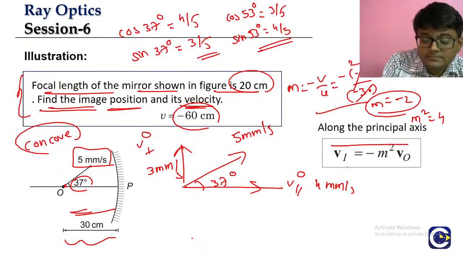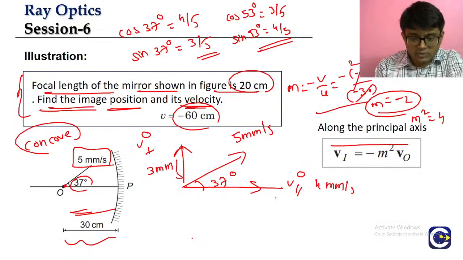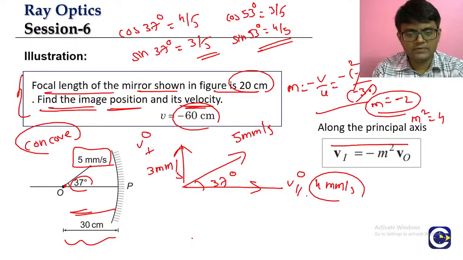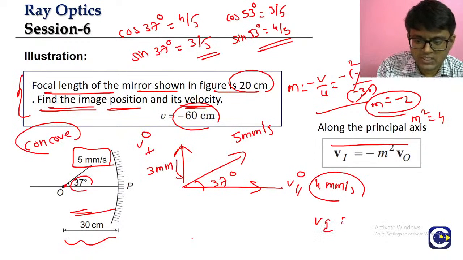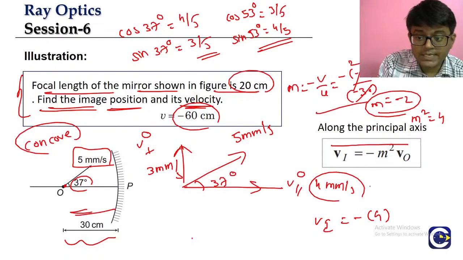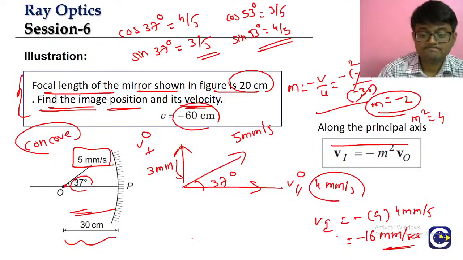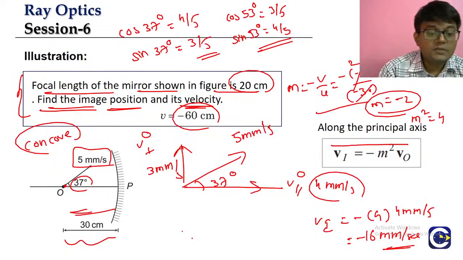Here, if you take the right side to be the positive, this object velocity component will be what? Positive, right? Now look at what is the image velocity component. Minus m square. M square is what? 4 into object. What is the object velocity? 4 millimeter per second. Totally what is it coming, guys? Minus 16 millimeter per second it is coming. Which means what? If you look at the image, here is the image form.